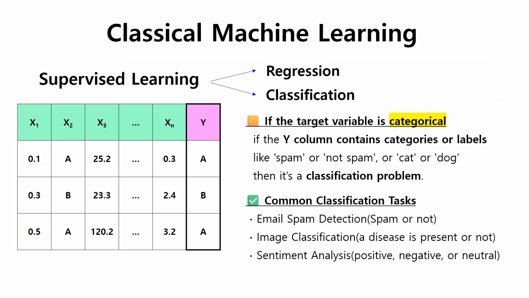Now let's look at the second type of supervised learning, and that is classification. In classification, the target variable Y contains categories or labels, rather than numbers. So instead of predicting how much, we're predicting which class, which group, or which label something belongs to. For example, the Y column might contain labels like spam or not spam, cat or dog, or even medical results like disease present or no disease.